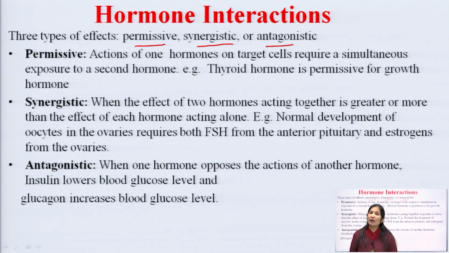Antagonistic is when one hormone opposes the action of another hormone. For example, insulin lowers blood glucose level and glucagon increases blood glucose level. So, this is how hormones interact.